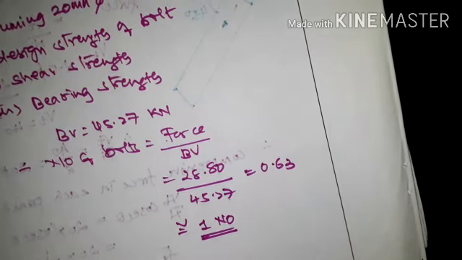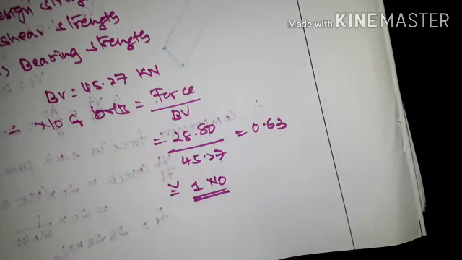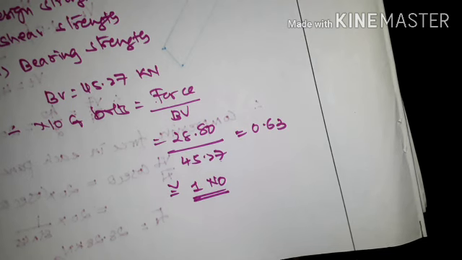So this is regarding the design of the built-up section consisting of two channels placed back to back with a spacing of 260 mm, designed with a single lacing system using a plate of size 60 mm width and 14 mm thickness. And we have to design the connections also for that. So this is regarding today's session. Thank you very much.